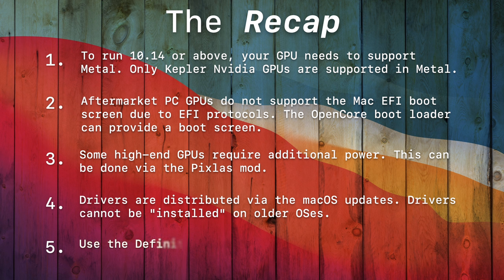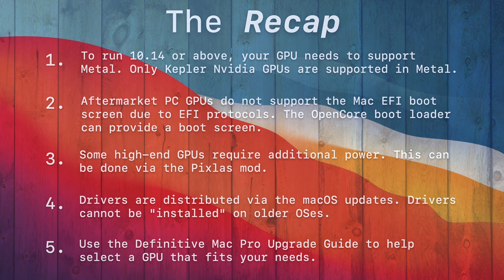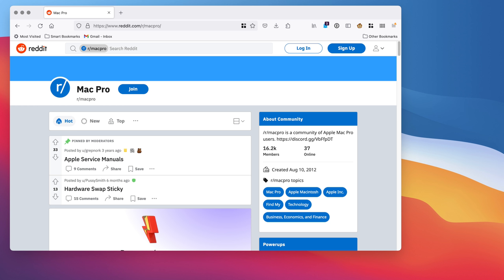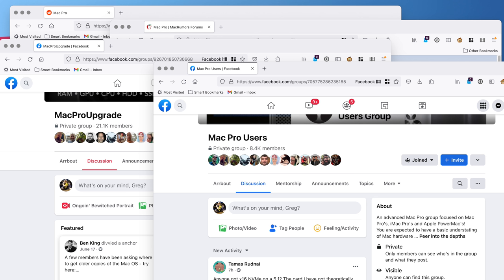5. Use the Definitive Mac Pro upgrade guide to help you identify what GPU you can use in your Mac Pro. There is a lot of information there, and I suggest you read it. I understand GPUs are confusing. If you have in-depth questions, I highly recommend reaching out to one of the communities. There's the Reddit group, there's Mac Rumors forums, and there's the groups on Facebook. All of these are fairly active, and people can give you pretty solid advice. If you do reach out to me, I may or may not reply, so try those groups, please.